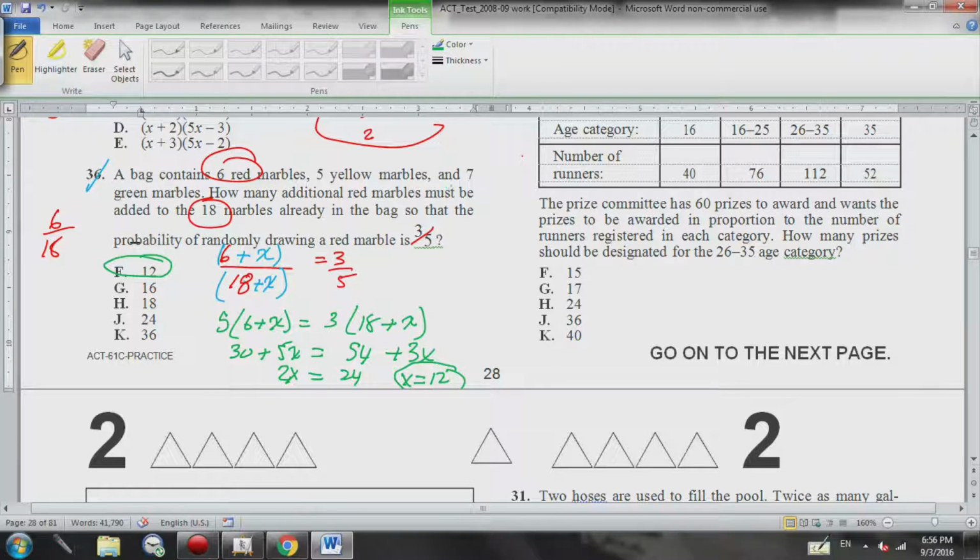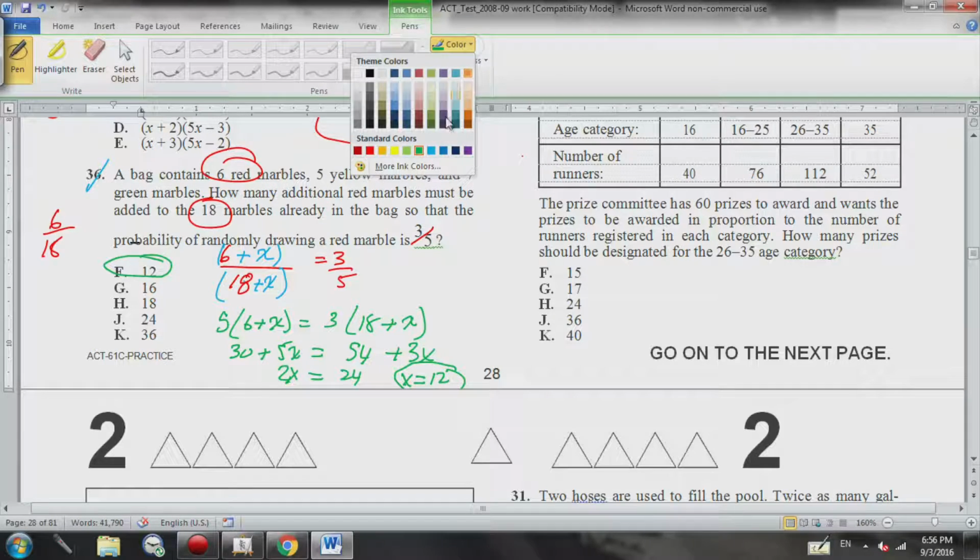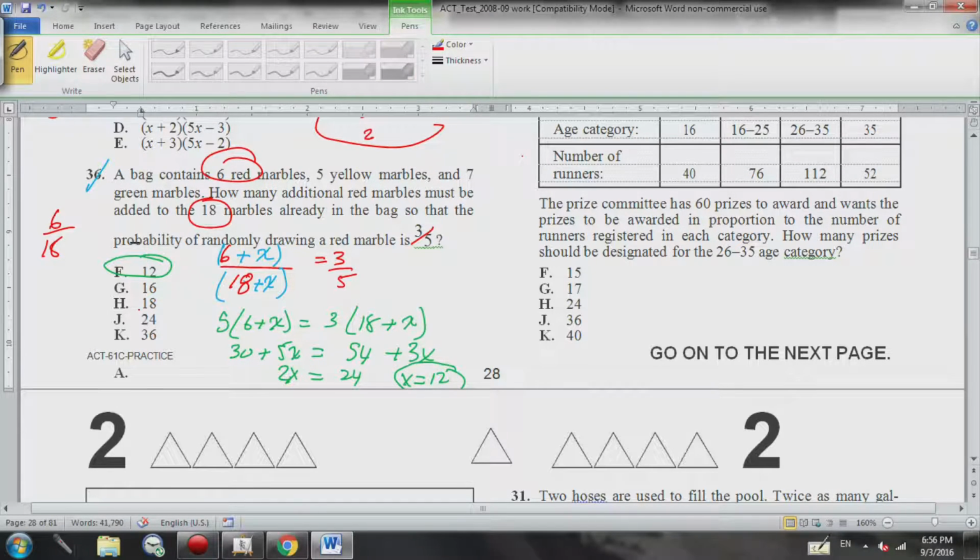If you didn't know that, you could just try it out, right? Let's say you didn't know that. You just start from the middle. So you're going to add 18 more. Let's go 6 plus 18 over 18 plus 18. Is that 3 to 5? That won't work, okay? Then you try another, and they can just try them out.